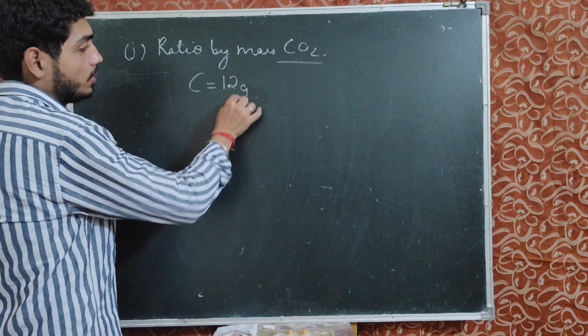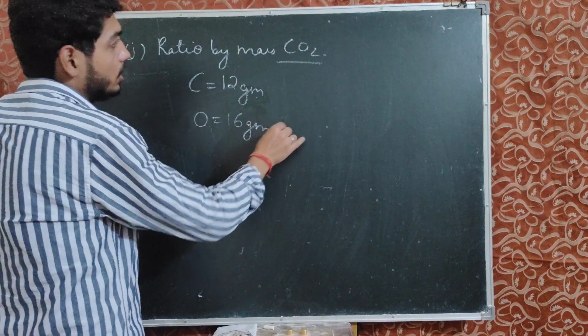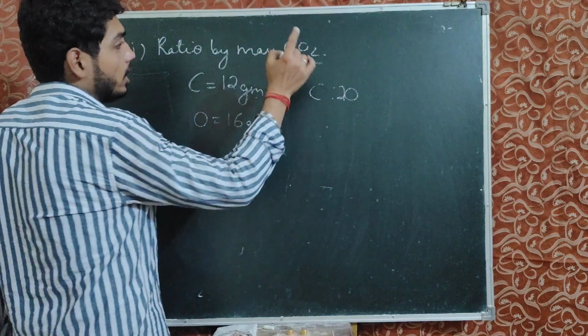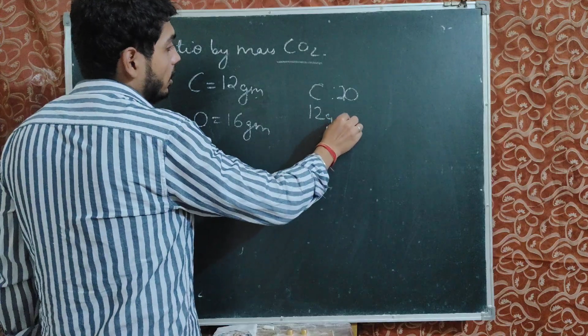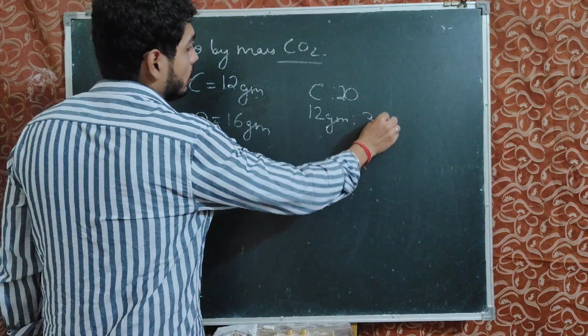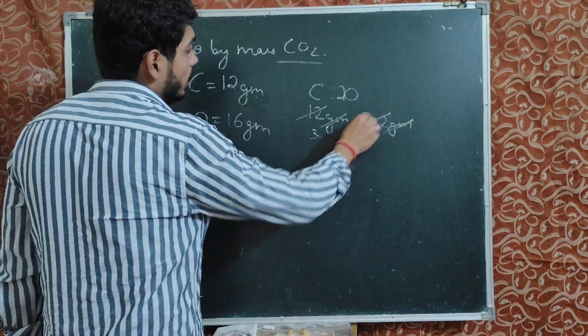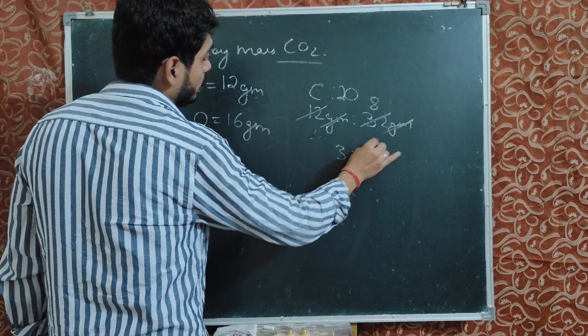So look here, carbon is 12 gram, oxygen is 16 gram. So let us find out the ratio. Carbon is to oxygen. There are two atoms of oxygen. See here, two atoms are written. So the mass of one carbon atom is 12 gram, and the mass of two oxygen atoms would be 32 gram. This and this gets cancelled. 4 3s are 12, 8 4s are 32. So the result is 3 is to 8.